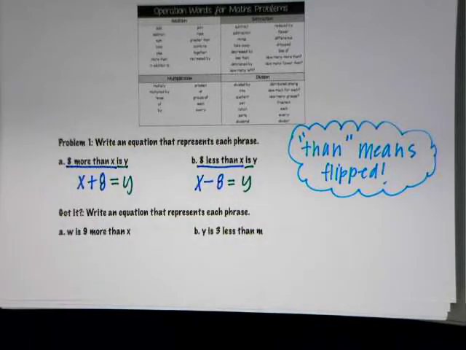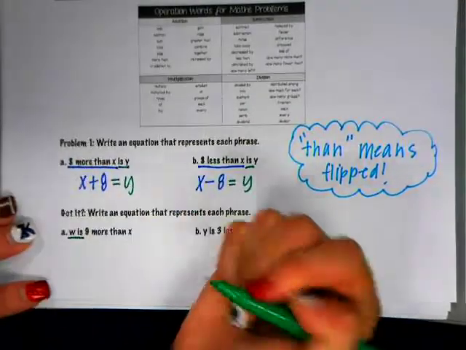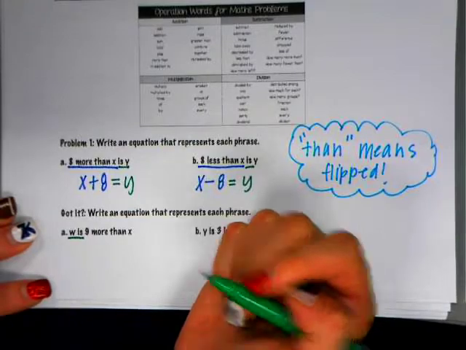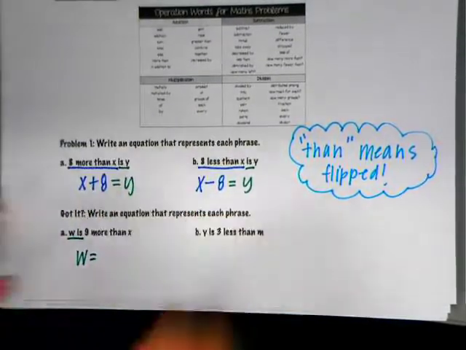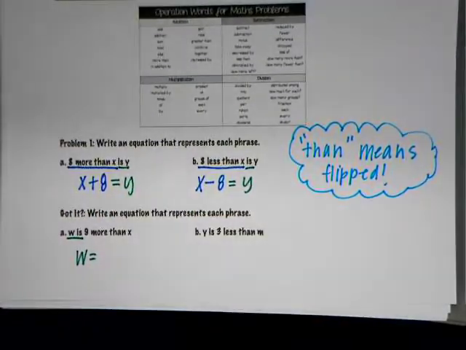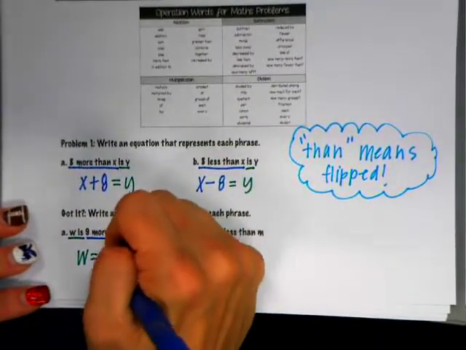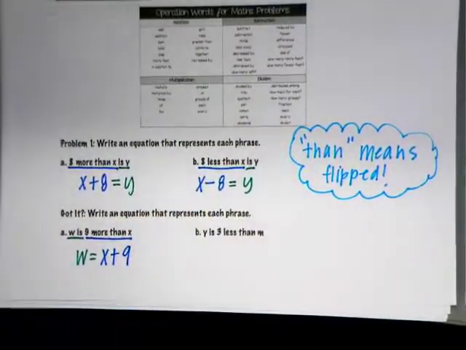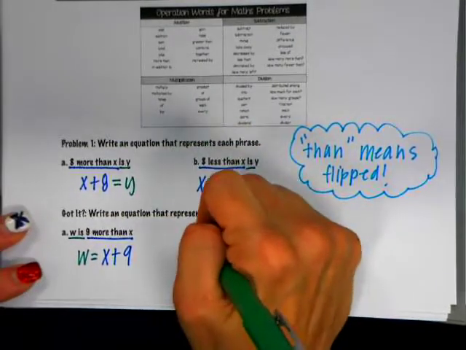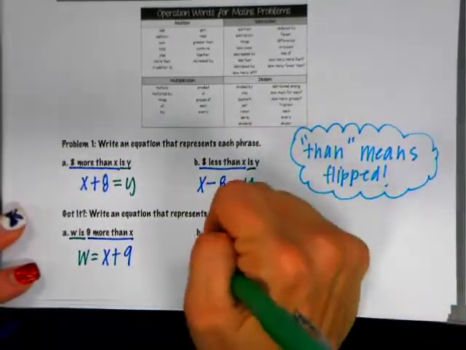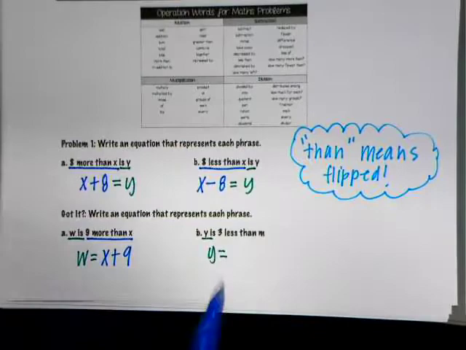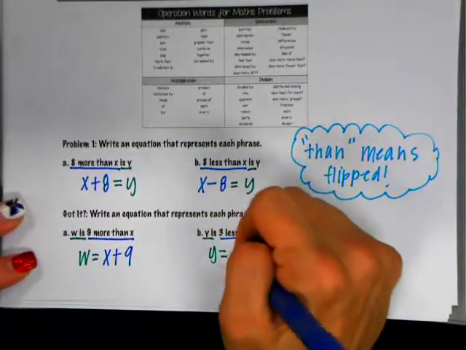Okay, so for this one, W is, so how do I write W is? W equals. So you want to try to keep it in the same order that it's written in. Okay, so W is, W equals. 9 more than X would be what? X plus 9. Yep. Okay, and then Y is? Y equals. Yeah, 3 less than M would be M minus 3.